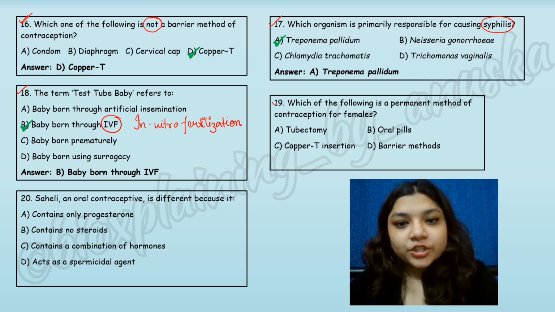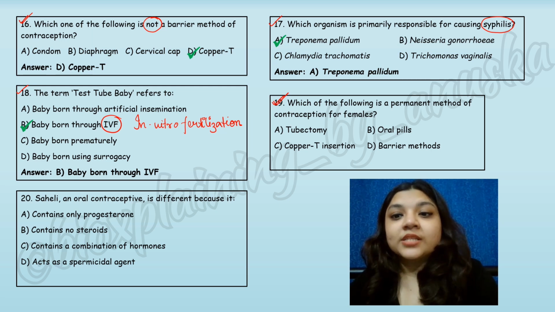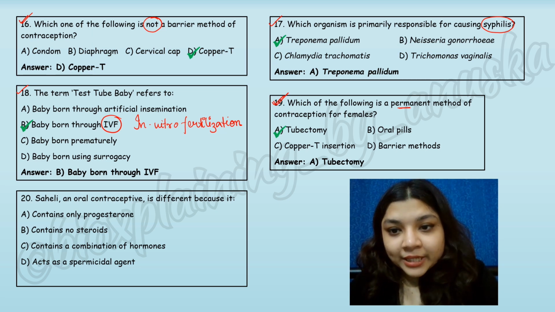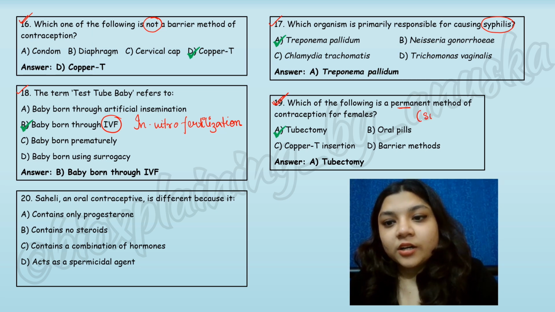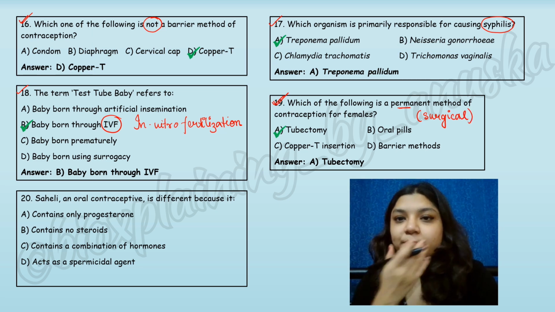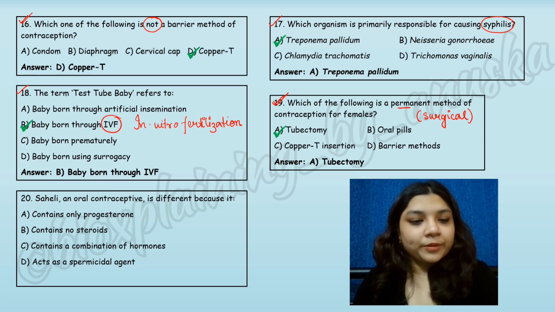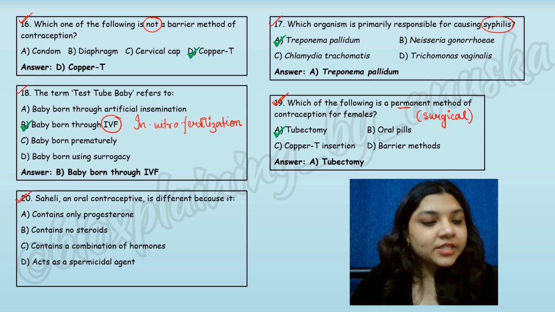Then question 19. Which of the following is a permanent method of contraception for females? It is tubectomy. So a permanent method, when we see, it is a surgical method. In case of males also, the permanent method of contraception is the surgical method, vasectomy. For females, it is tubectomy. Final question for this set.